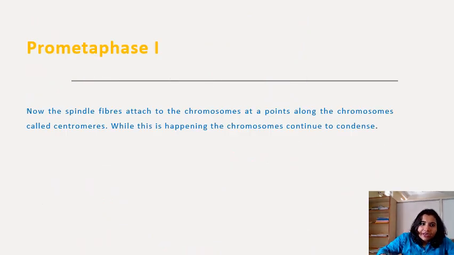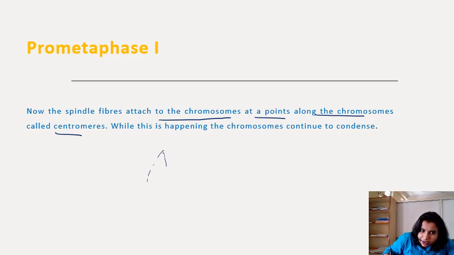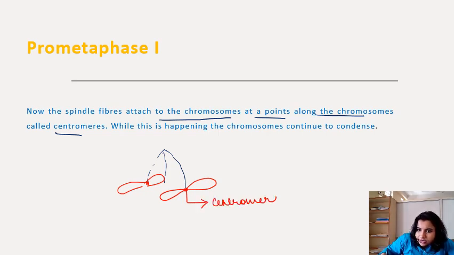Next, we will see prometaphase. What is basically happening in prometaphase? Spindle fibers get attached to the chromosome at the point called the centromere. If you see, this is a spindle fiber getting attached to the chromosome, right? The point where it is getting attached is what we call the centromere. So there is a stage between prophase and metaphase. In prometaphase, the spindle fibers get attached to the centromere, right? That is what we call prometaphase.